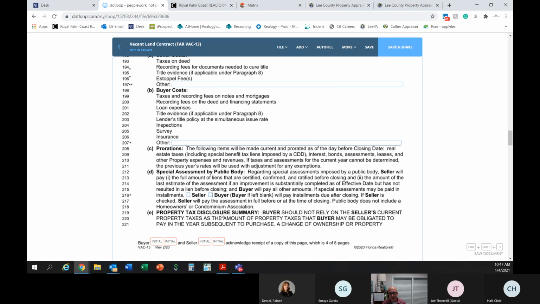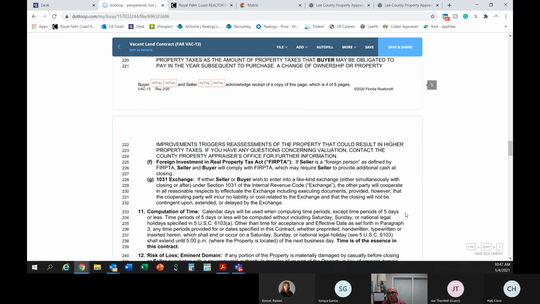Property tax disclosure summary. Buyers should not rely on the seller's current property taxes as the amount of property taxes that buyer may be obligated to pay in the year subsequent to purchase. The change of ownership or property improvements triggers reassessments of the property that could result in higher property taxes. If you have any questions concerning valuation, contact the county property appraiser's office for further information.